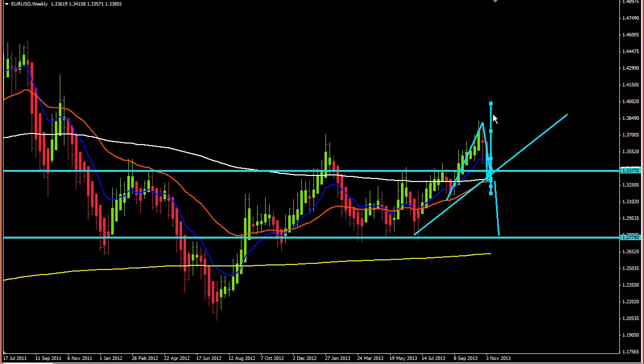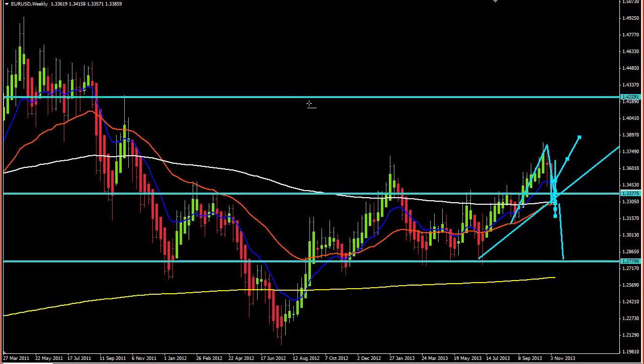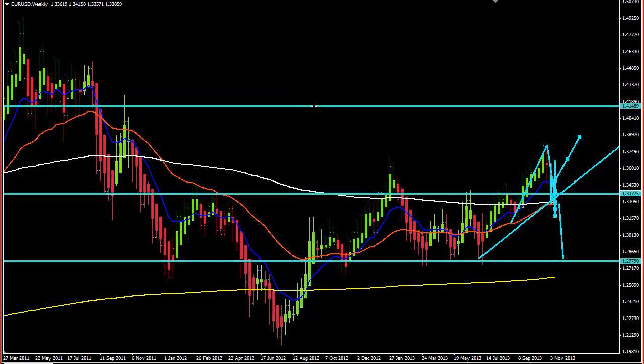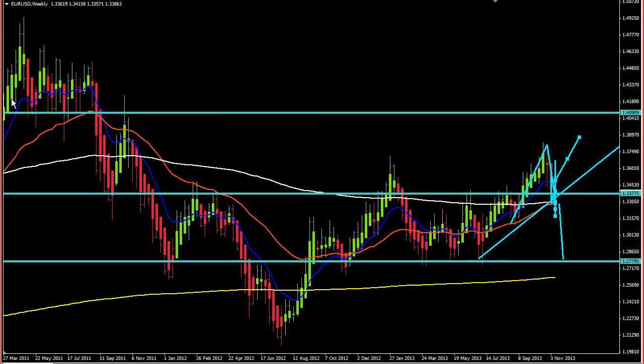And then, of course, the next target here would be first of all the previous high. But then, of course, again, it didn't change. It's the 1.40 area. All this support resistance up here, that is the long-term target in case we get longs. Okay, so far?